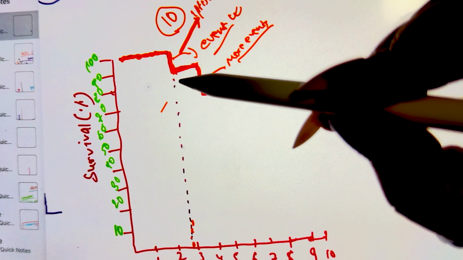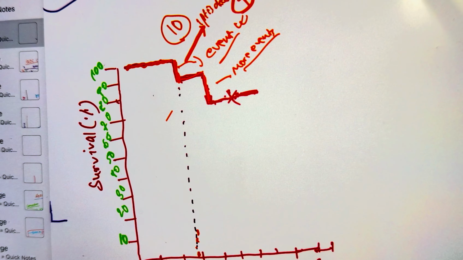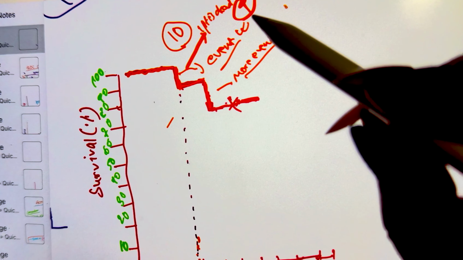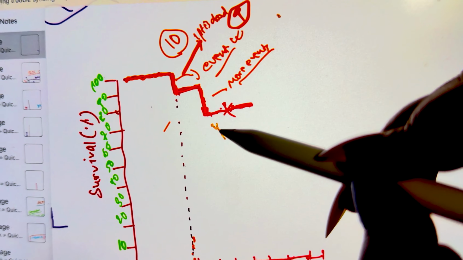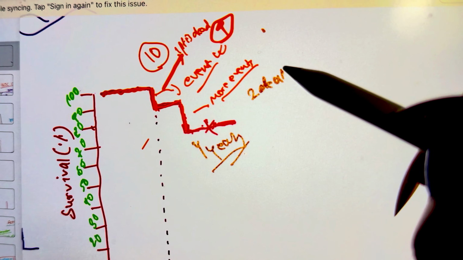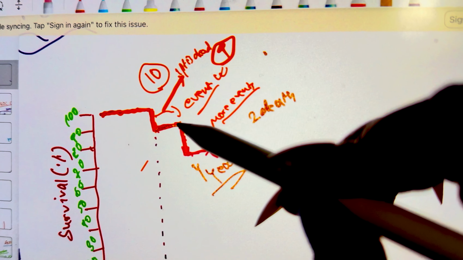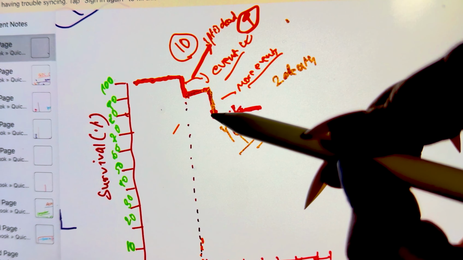Suppose now 9 patients are left. Among those 9 patients, suppose at 4 years there are 2 deaths. Then the line will go straight until 4 years, and then there will be a vertical dip down. That is two deaths.